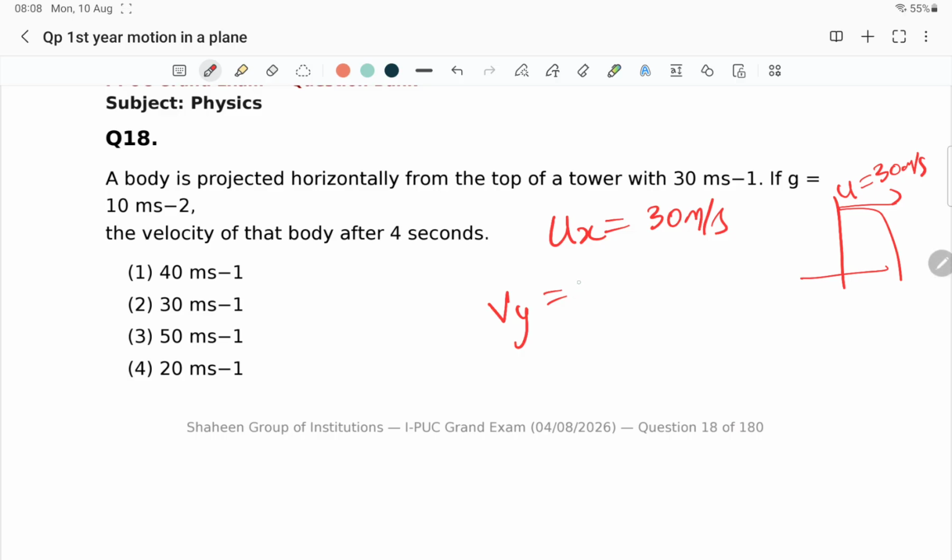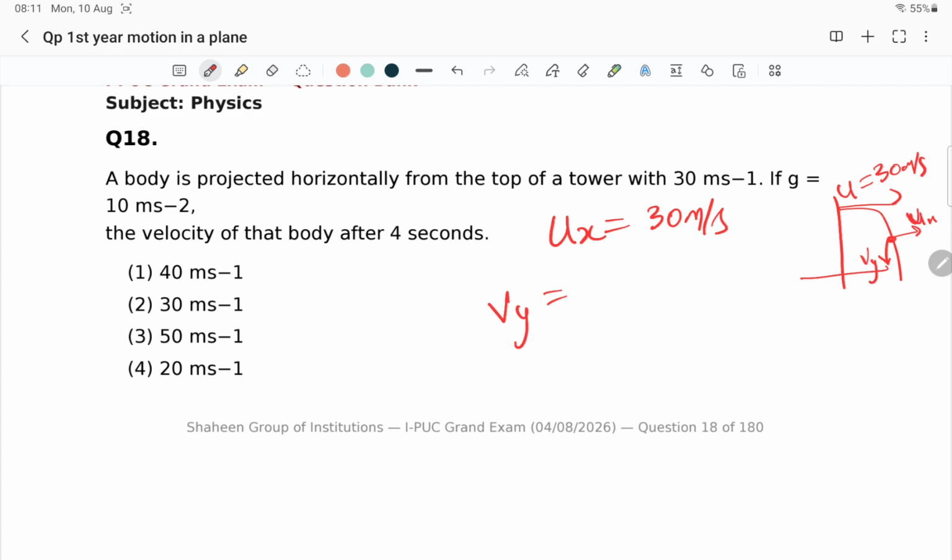v equals u plus at, we can use and solve. Try to do it. v equals u plus at and solve. So ux you have 30. Velocity of the body after 4 seconds, wherever it goes, ux remains the same, uy will be downwards, vy, vx remains the same.